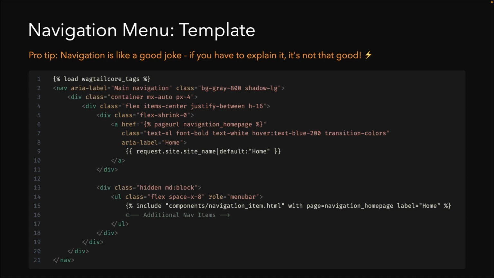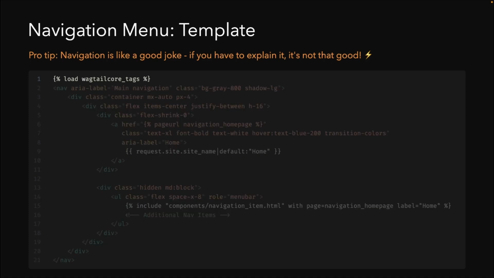Here's our navigation menu template. It features responsive design with mobile menu, dynamic navigation items from the context processor, and active state handling. We load in the Wagtail core tags and define our navigation component with ARIA labels, create a homepage link, and include navigation components for each of the desired navigation menu items.